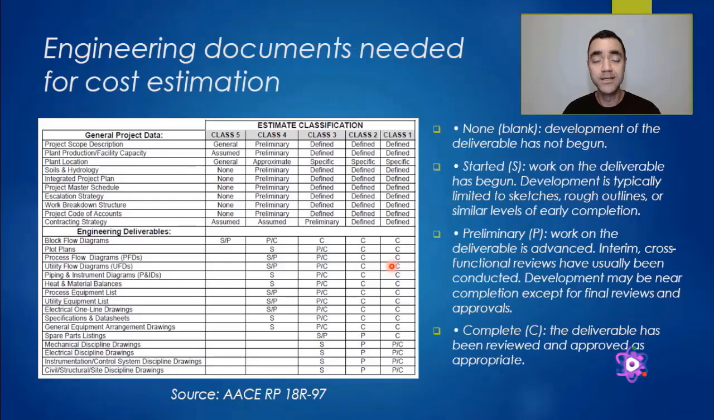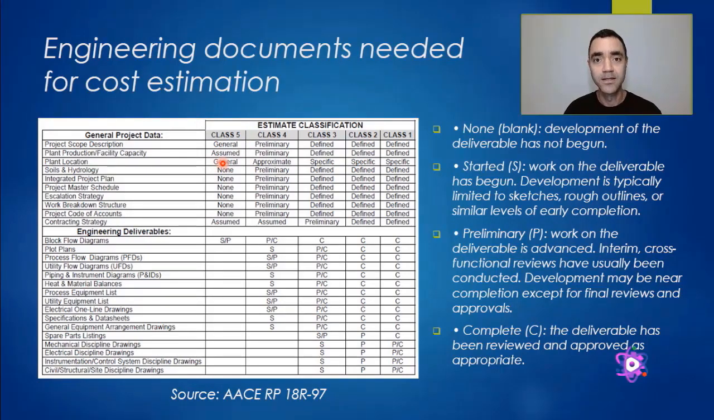Returning to the AACE Recommended Practice 18R-97, you can find a table with the correlation for the engineering documentation, the project management documentation, and the class of estimation, or the cost estimation class of a project. As we have discussed earlier, the earlier your project is, the less definition is available, and because of that, your cost estimation has a lower accuracy.